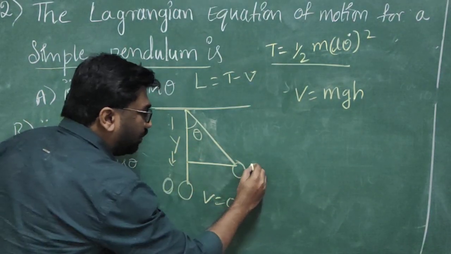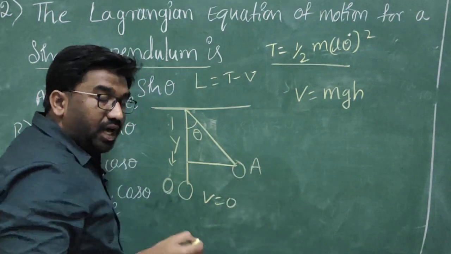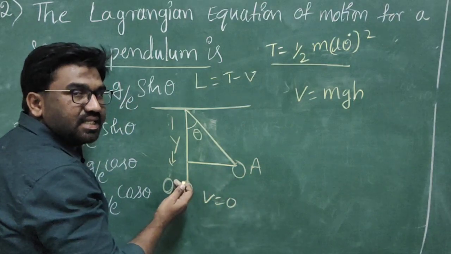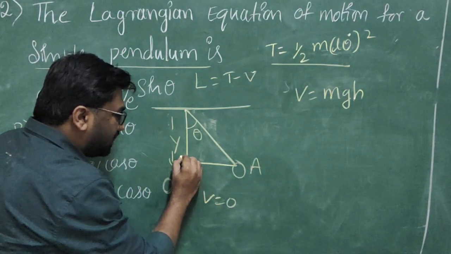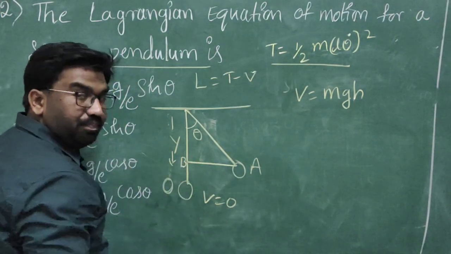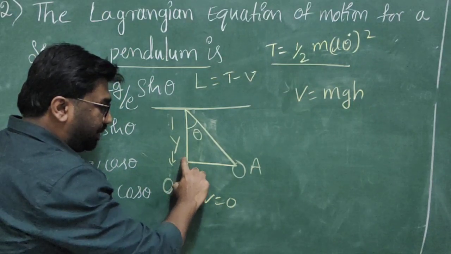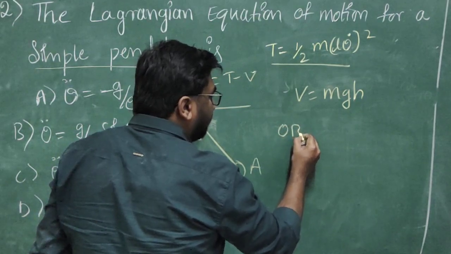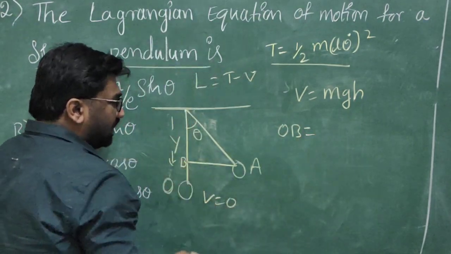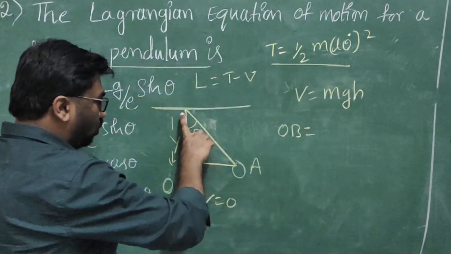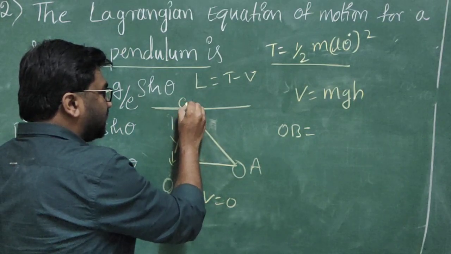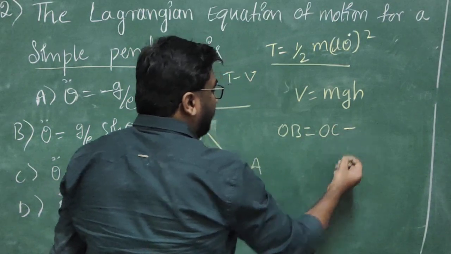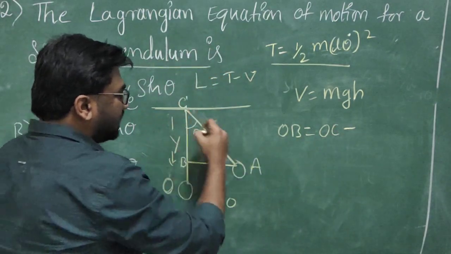Let us consider this is the position A, but we should resolve this position A to the vertical axis. Then this distance is B. Suppose this is B, we should calculate this distance OB. So we know that this OB is equal to OC, for example, let us consider this is C, then OC minus BC.